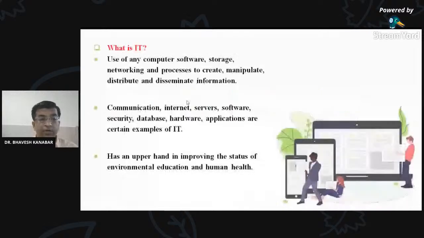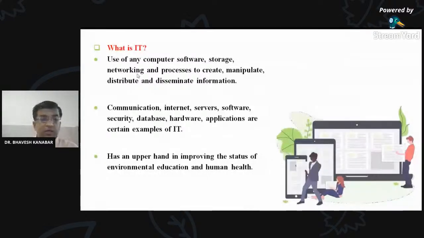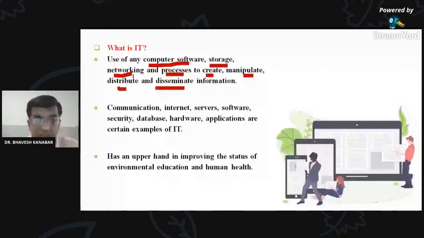So, use of computer software, storage, networking, and processes to create, manipulate, distribute, and disseminate information. Use of computer software mainly; use of storage devices like pen drive and hard disk; use of networking like the internet; and processes like various software processes. It makes the processes to create, manipulate, distribute, and disseminate information, to create new information. IT is used to create new information.